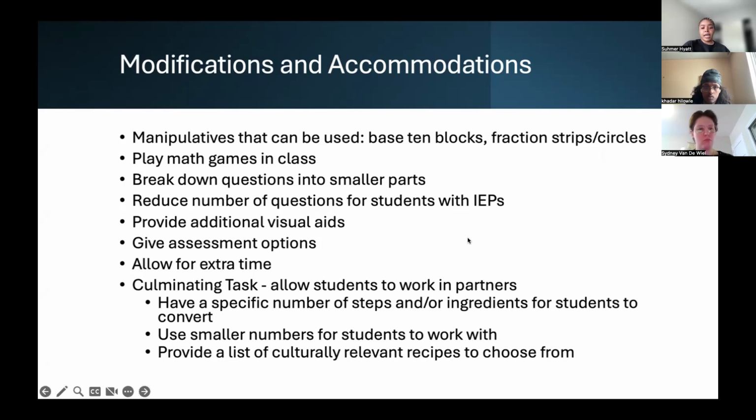And then the culminating task, students can work in partners. They can have a specific number of steps and or ingredients, or they can use smaller numbers for them to work with. And I could also provide a list of culturally relevant recipes to choose from.